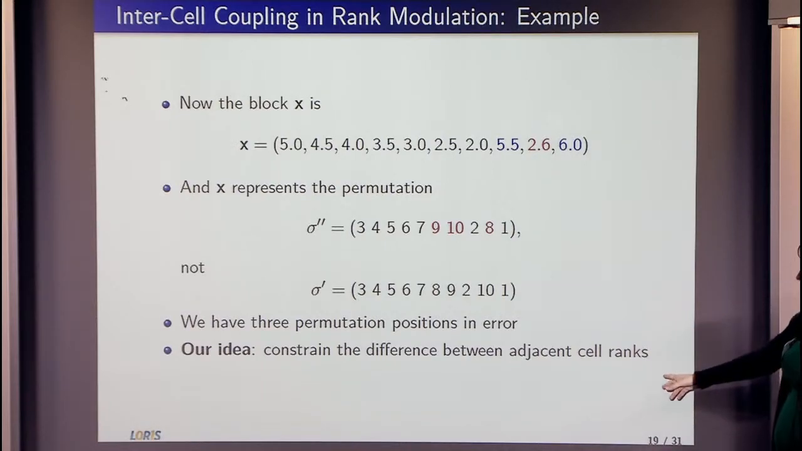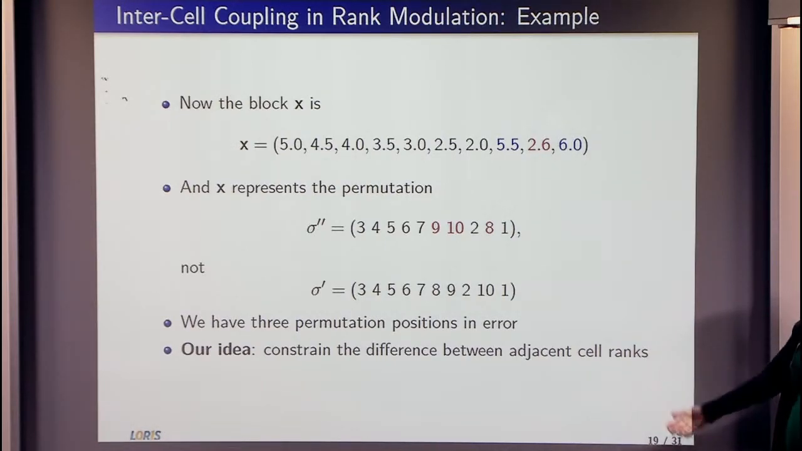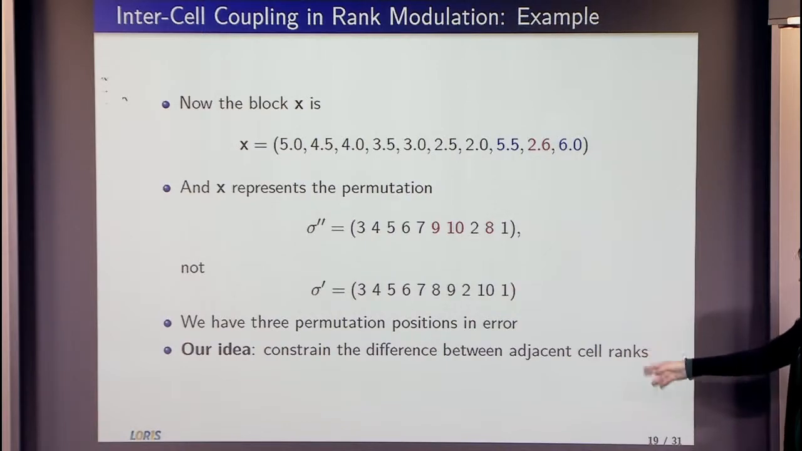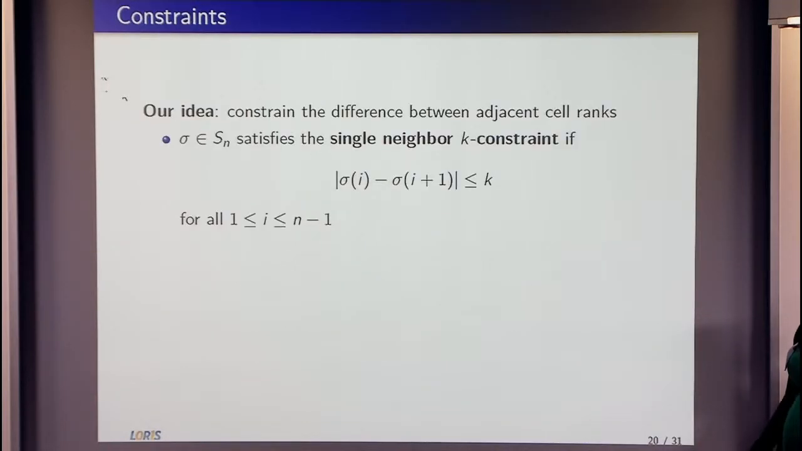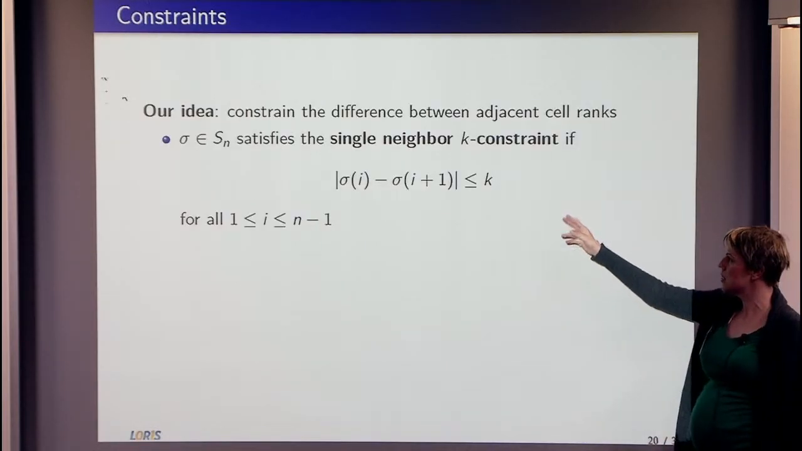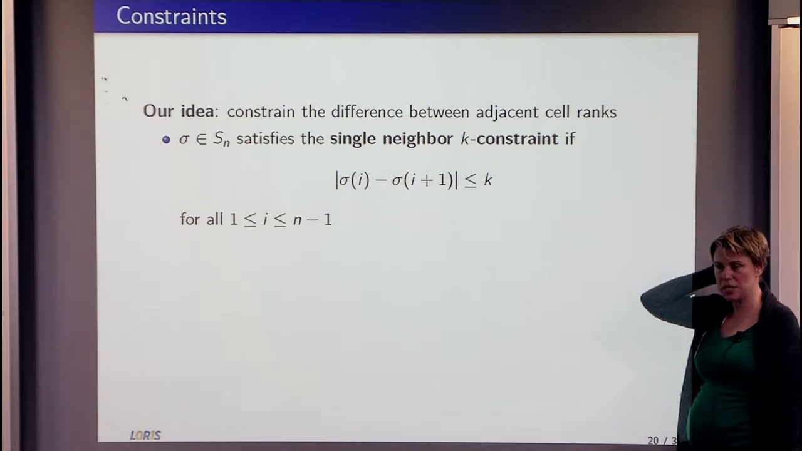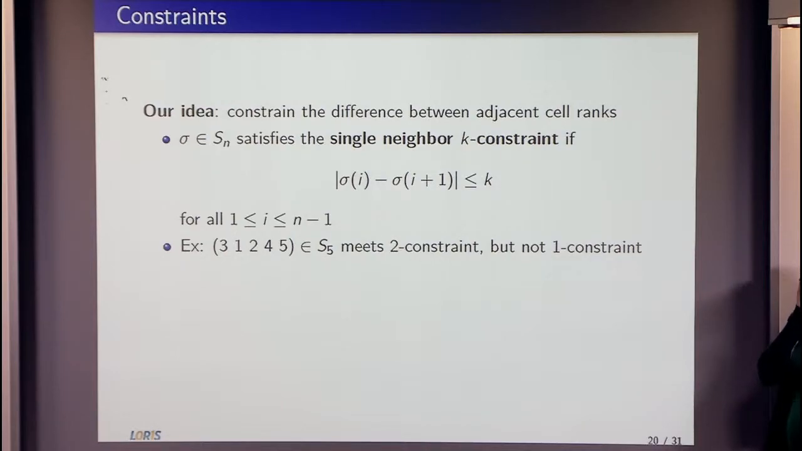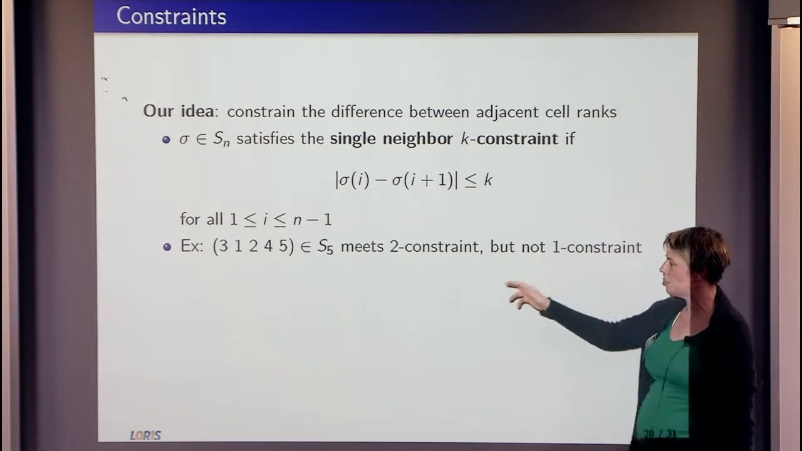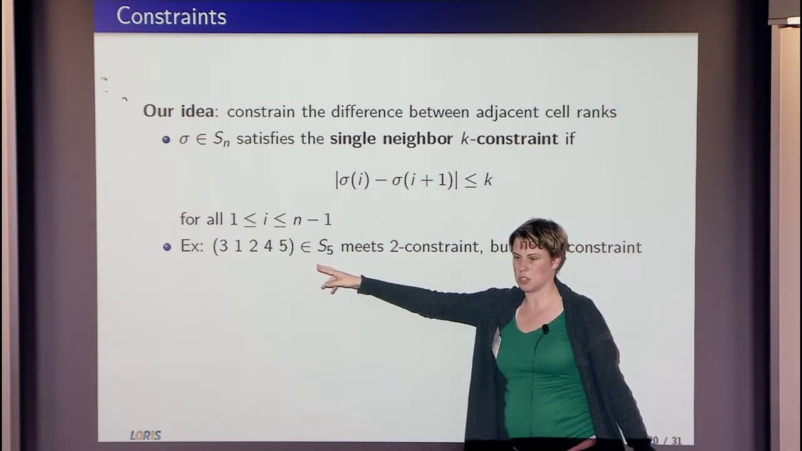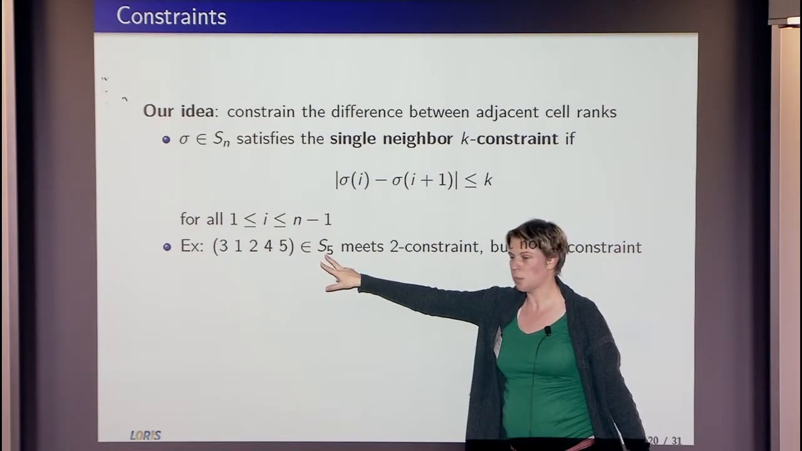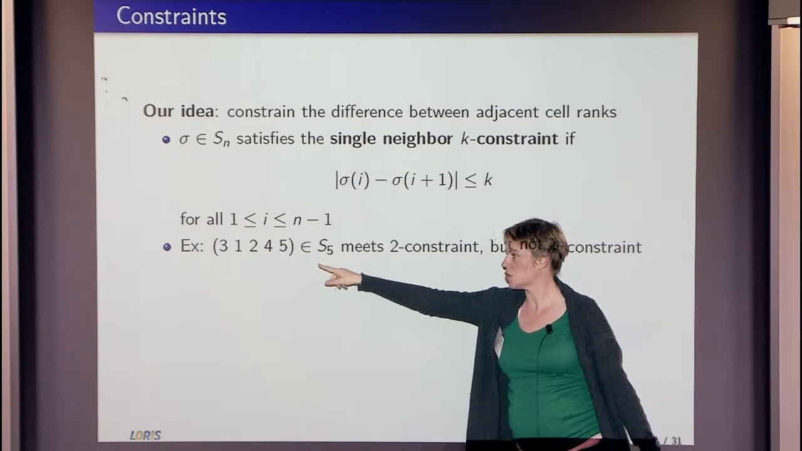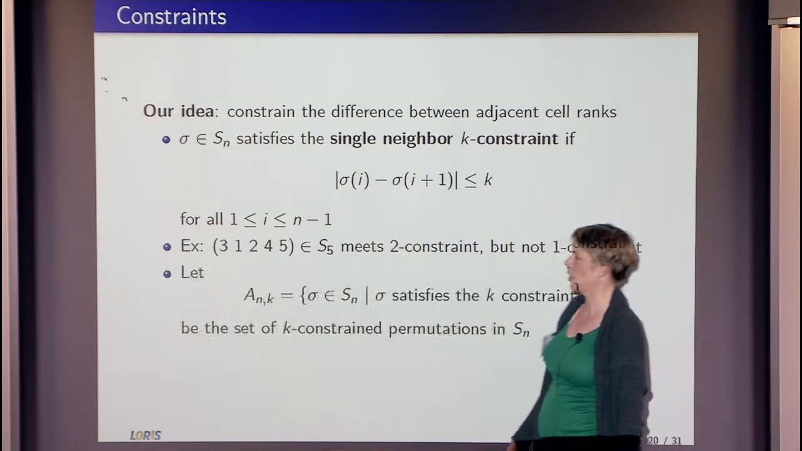So the idea now is to constrain the difference between adjacent cell ranks, and for that we introduce the notion of a single neighbor K constraint. The basic idea is to study permutations that are constrained, not all permutations, but certain constrained permutations. For example, this permutation meets a 2 constraint because there is no gap more than 2, but it does not meet a 1 constraint because 1 and 2, for example, differ by 2.